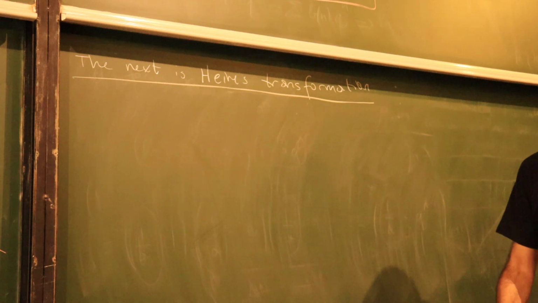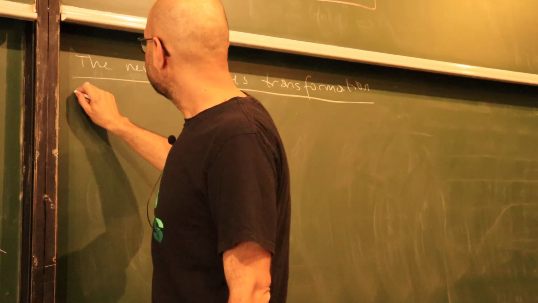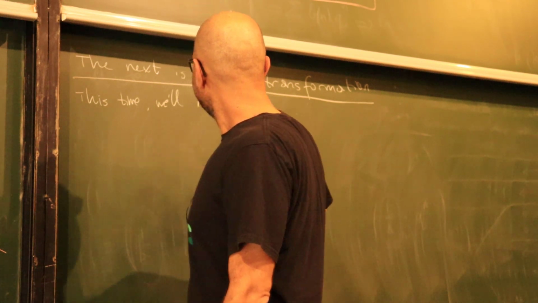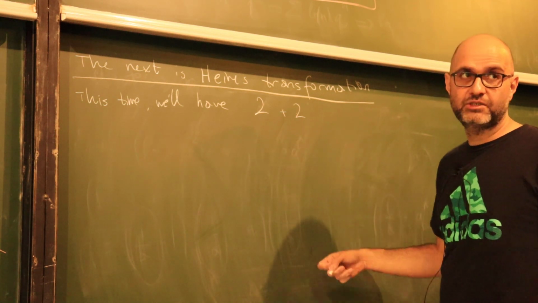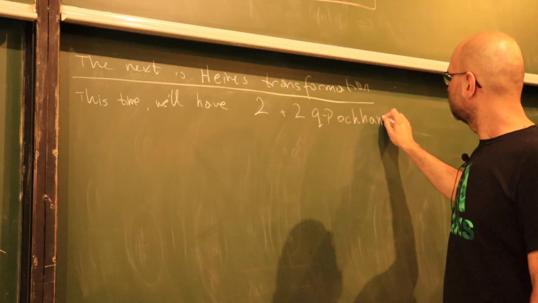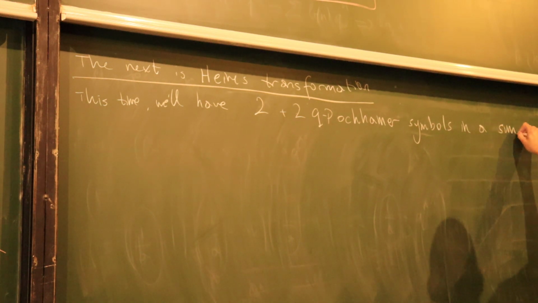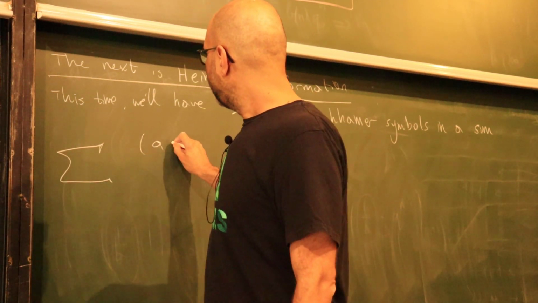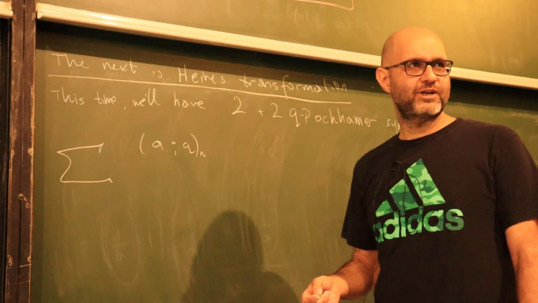We will prove the theorem, and we will write it as Heine's transformation formula. This time, we will have 2 plus 2 Pochhammer symbols in the numerator and in the denominator, q-Pochhammer symbols, in a q-hypergeometric sum. What do I mean by that? Instead of having a; q sub n, we will have another parameter. And guess what? It's going to be called b.